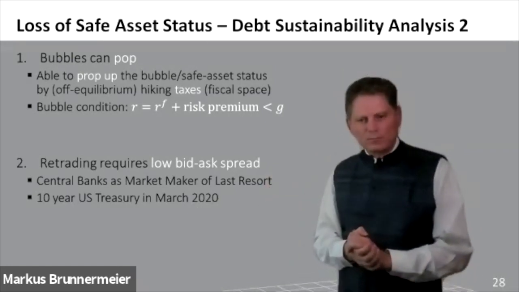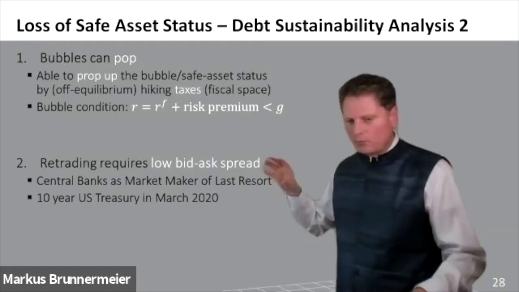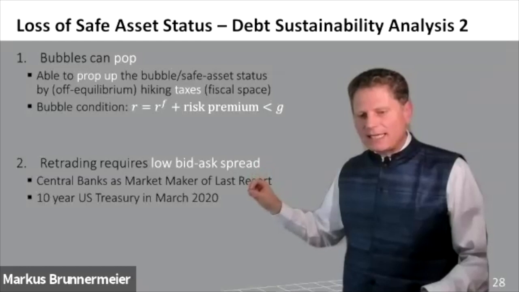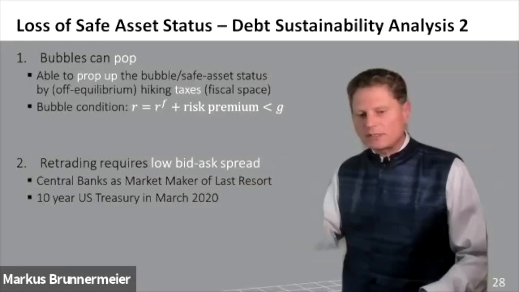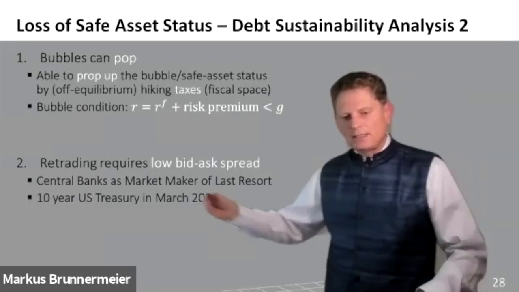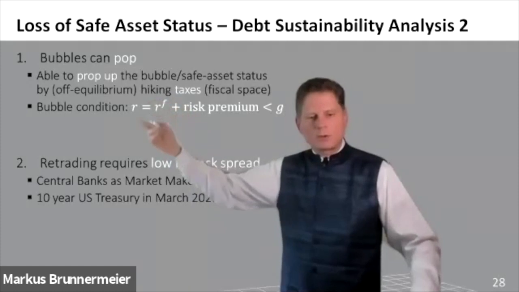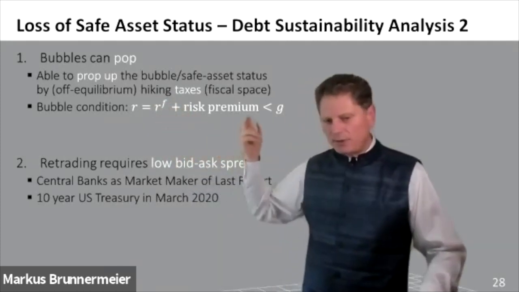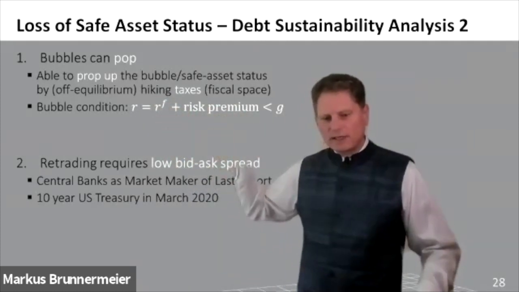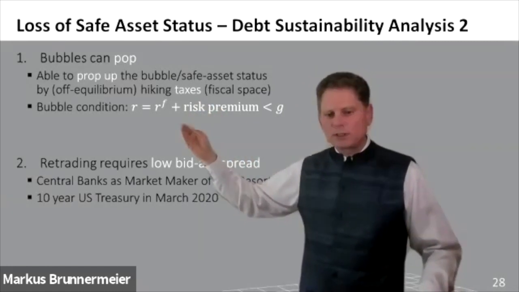Okay, and just an off-equilibrium threat would be enough, but I have to have enough capacity that I can have this off-equilibrium threat in order to sustain the bubble equilibrium. Because if this is not the case, then it might be that R has all the risk-free stuff we talked about earlier, plus a risk premium, because there's a risk that the safe asset status might be lost. Investors want an additional risk premium.